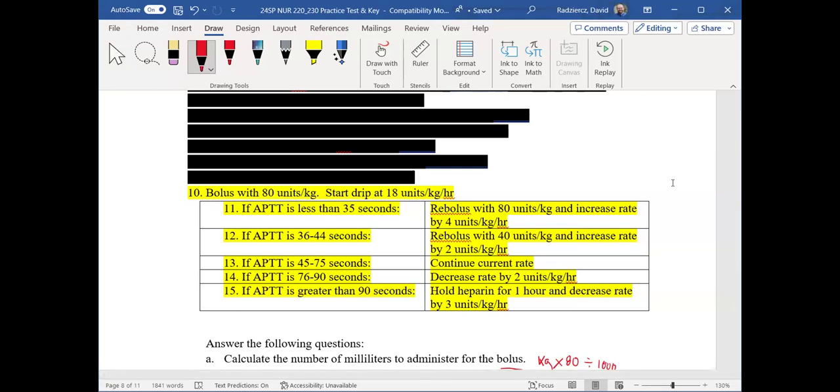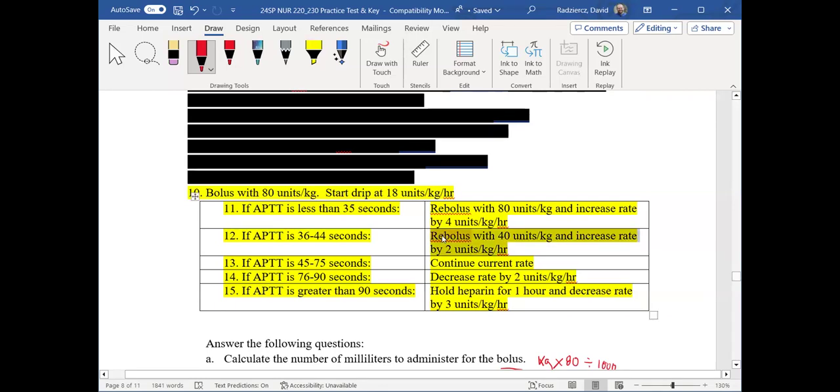Or if it's the first time you're looking at it, then you know, okay, I'm going to bolus with 80, and then I'm going to increase the rate. We started at 18, and we're going to increase it to 20. Or let's say we do 6 hours. You're not going to get this scenario, what I'm about to say, so just don't freak out. But let's say another 6 hours goes by.